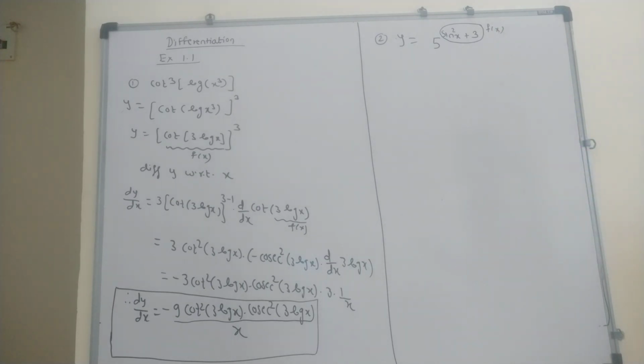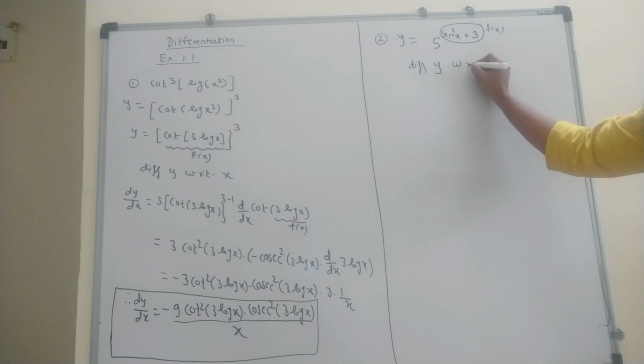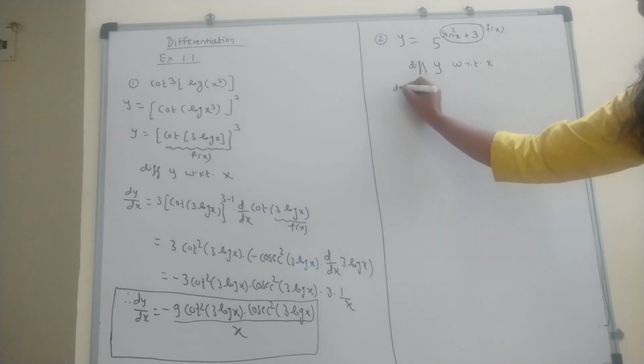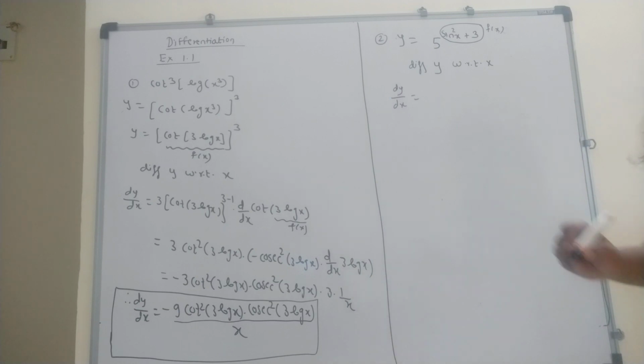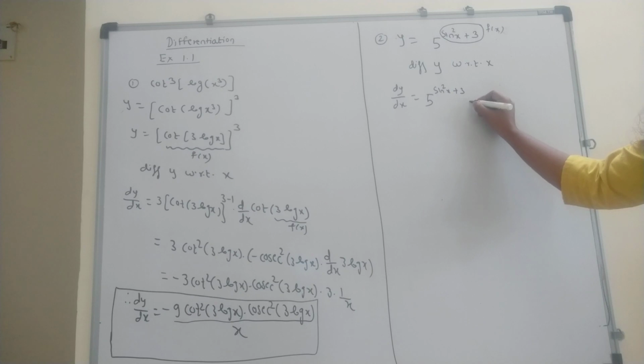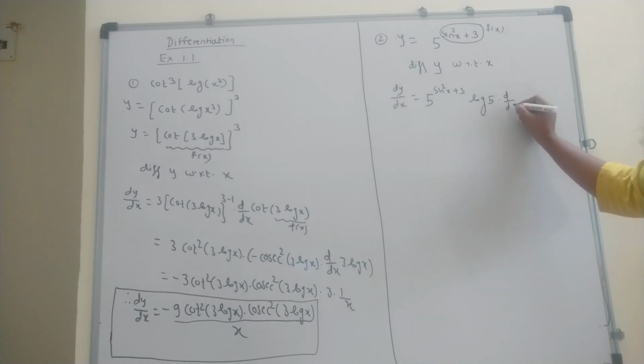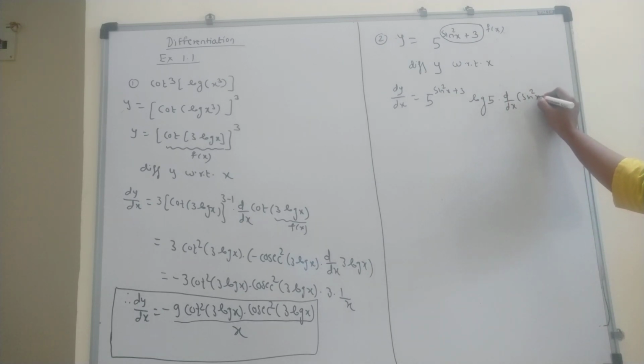So it is of the form a raised to f(x). Now differentiating y with respect to x. What is the derivative of a raised to f(x)? The derivative of a raised to f(x) is a raised to f(x) log a, where a is 5 in this case. So it is a raised to f(x) log 5 into f dash x, into the derivative of the inner function, that is the derivative of sin square x plus 3.